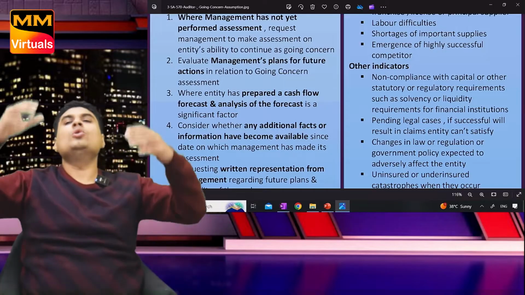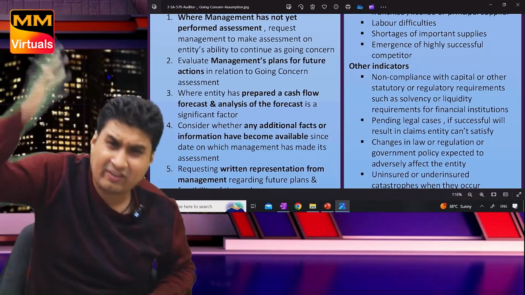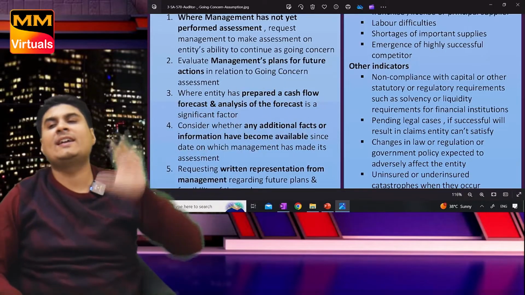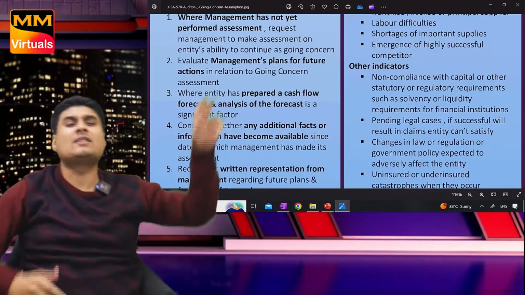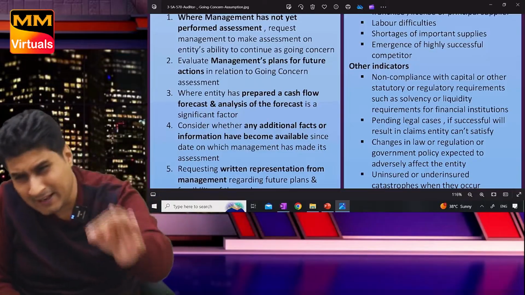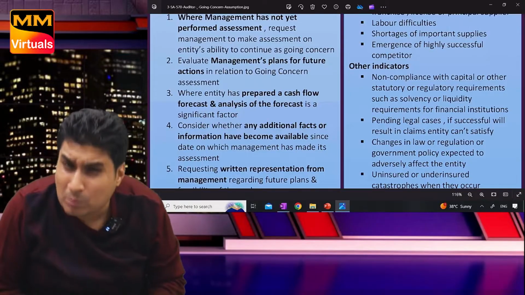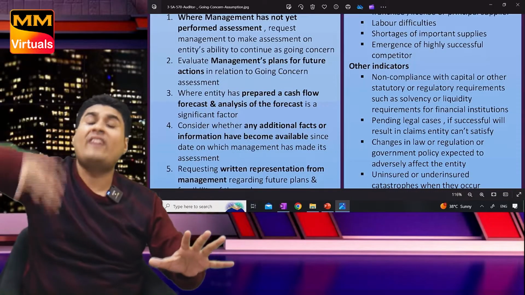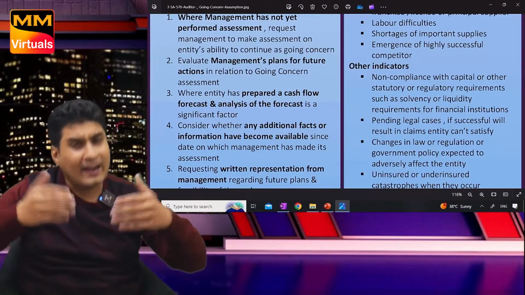Come on, 1, 2, 3, 4. Number one: whenever there are indicators, we will check the mitigating factors. In that, what will we check? Five points. Where management has not yet made an assessment, additional procedures are to be done. When indicators are there, what are the additional procedures?